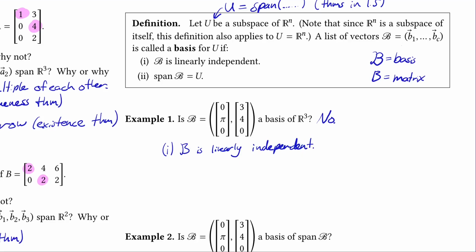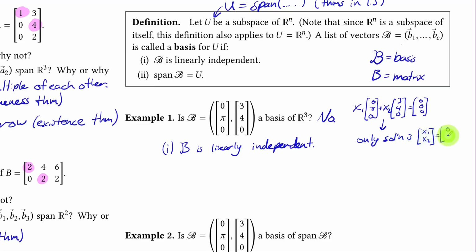There's a few ways to see that. You could see that neither of these is a multiple of the other. There's other ways to think about it too. You could actually go ahead and solve the homogeneous equation using just the definition of linear independence, and you'll get that the only solution is the trivial solution. Okay, part 2 of the definition.